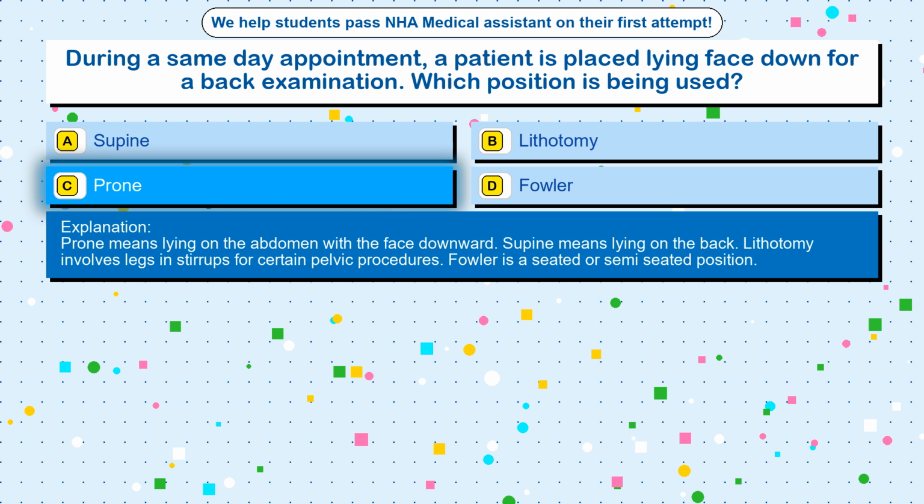Supine means lying on the back. Lithotomy involves legs in stirrups for certain pelvic procedures. Fowler is a seated or semi-seated position.